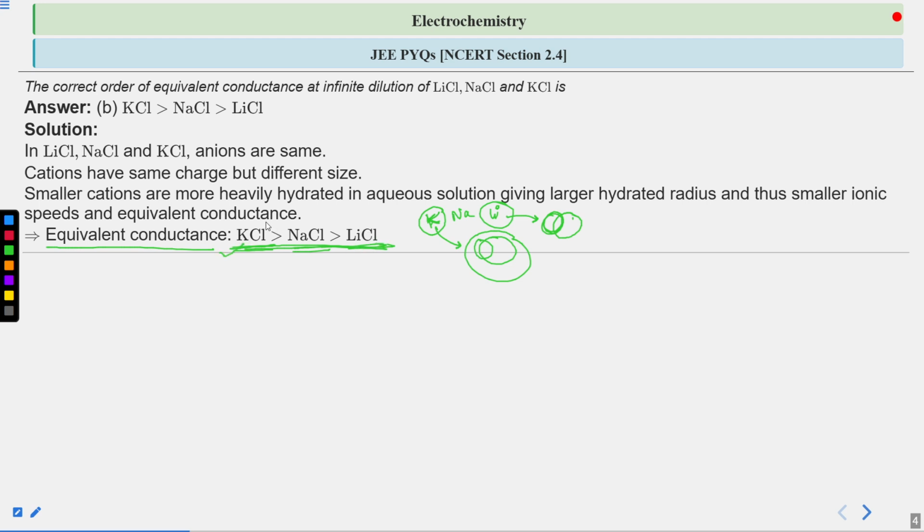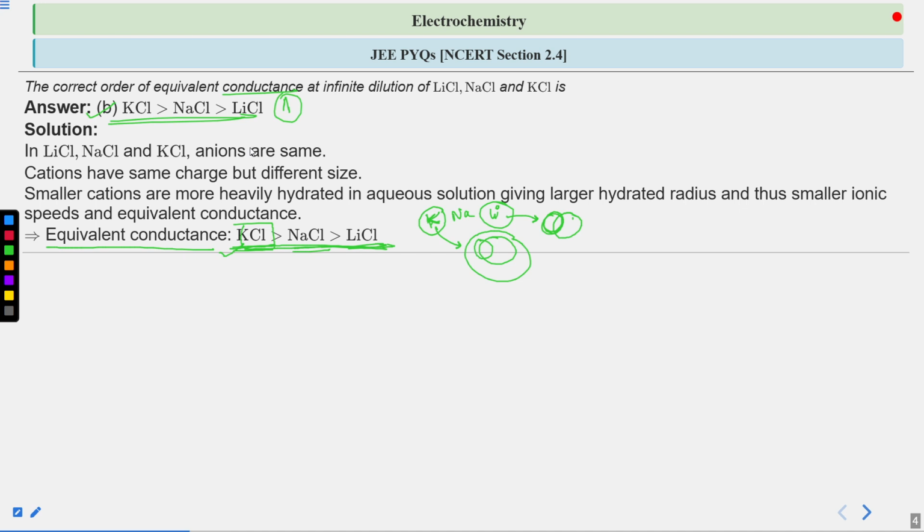So the highest equivalent conductance is observed in KCl, then in NaCl, that is sodium chloride, and then lithium chloride. Now, equivalent conductance, which is just a definition, is basically conductivity, a measure of conductance of a solution containing one equivalent of the electrolyte. This is basically the definition. So our correct answer is option B, that is this order.